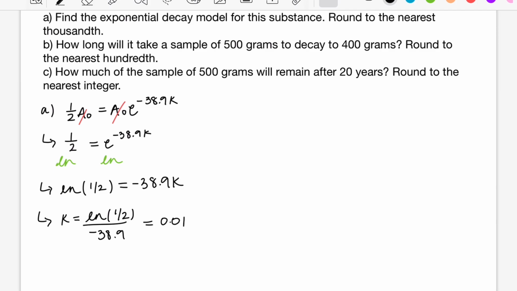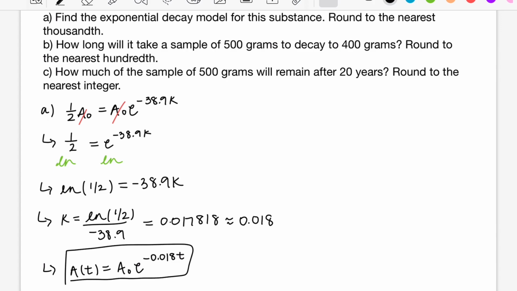We'll get this here, which we are going to round to the nearest thousandth. So that'll be about this here. And so this tells us our exponential decay model is going to be given by this here, depending on our time t. All right, so we're going to use this to solve part B next.